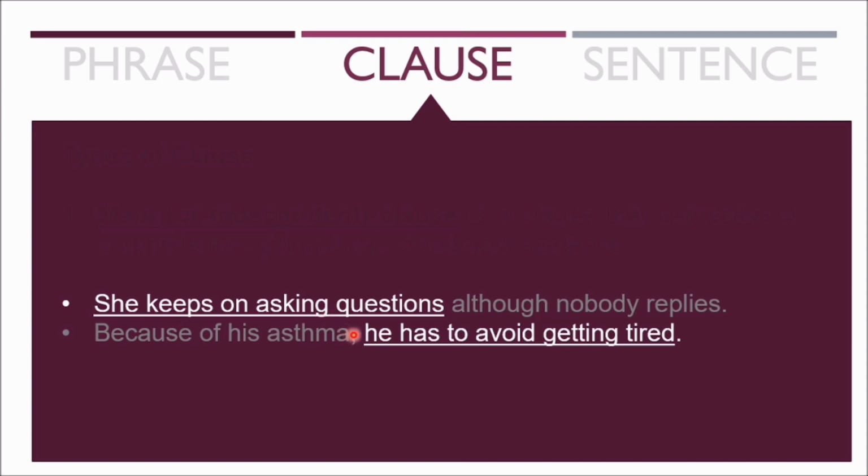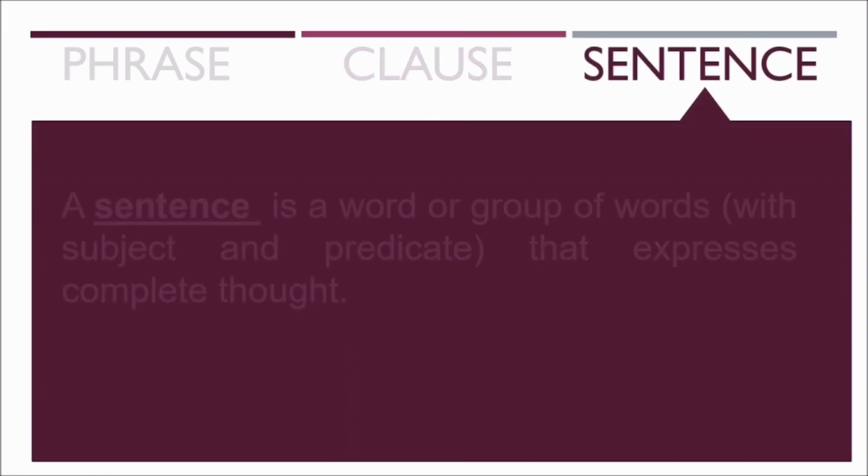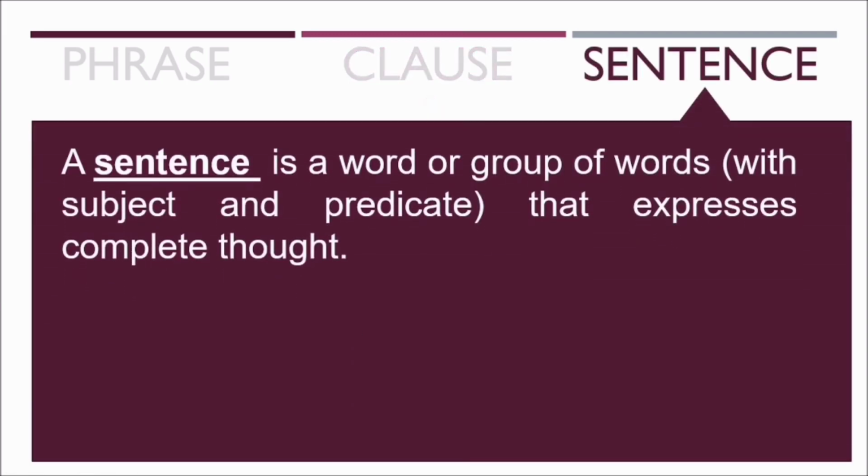Same thing here. "He has to avoid getting tired" can already stand as a sentence itself. So that's the point. Even without the dependent clause, your independent clause can already serve or stand as a sentence. So, what is a sentence? It is a word or group of words with subject and predicate that expresses a complete thought.